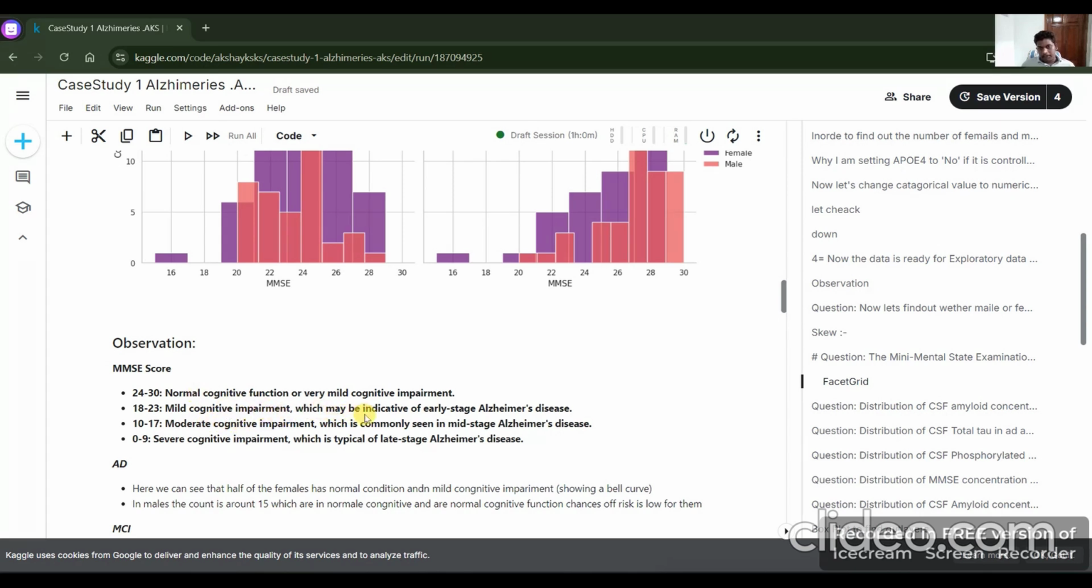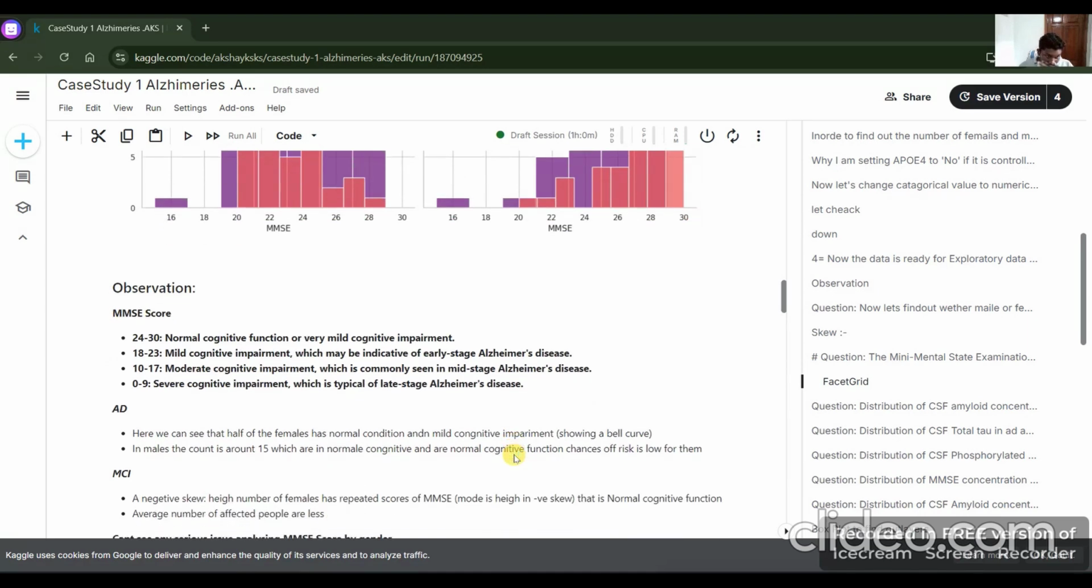MMSE score 20 to 30 normally congruent function or very mild impairment, and 18 to 30 MCI cognitive impairment which may be later indicative of early stage Alzheimer's disease. 10 to 20 moderate cognitive impairment which is commonly seen in mid-stage Alzheimer's disease. 0 to 9 cognitive impairment which is typically late-stage disease. AD.